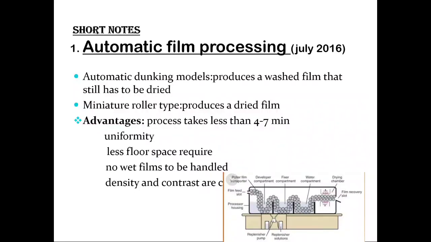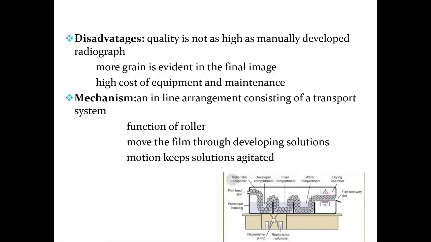The advantages of this automatic film processing is that the processing takes less than 4 to 7 minutes, unlike your manual processing, and there's a uniformity of processing in each solution, and there are also no wet films that have to be handled. Density and contrast is found to be consistent, and less floor space is required for automatic film processing. The disadvantage is that there is a high cost of equipment and maintenance. The quality is not as high as manually developed radiographs. It can also have a tendency of more grains in the final image.